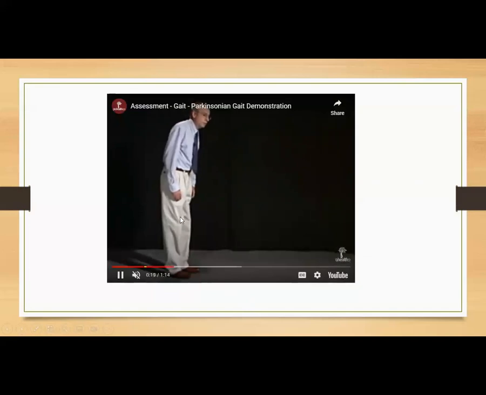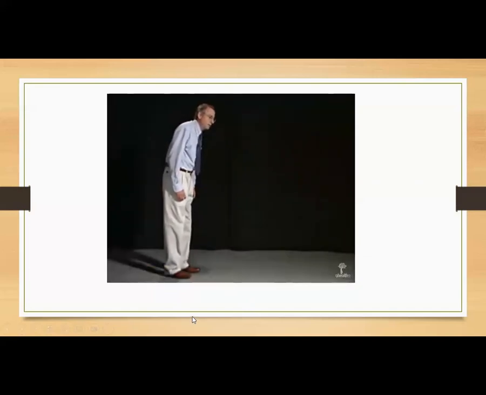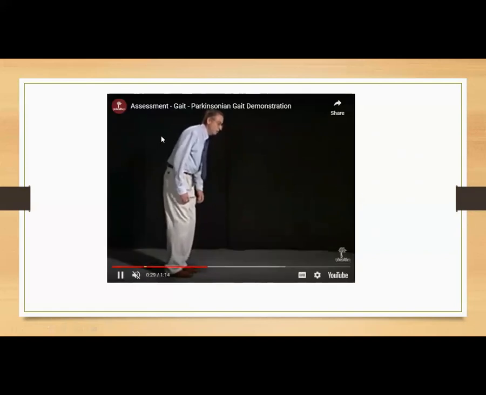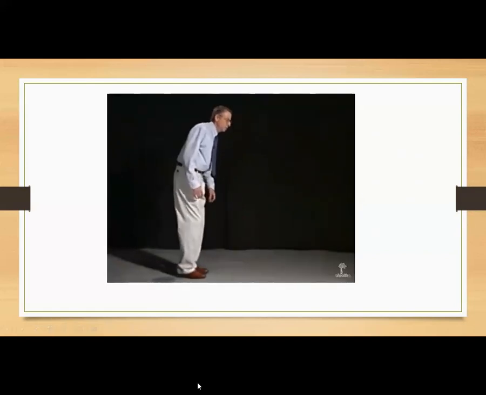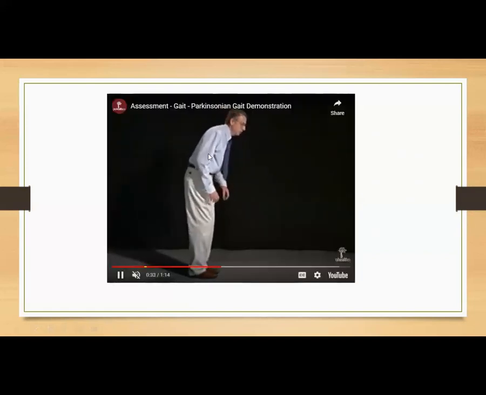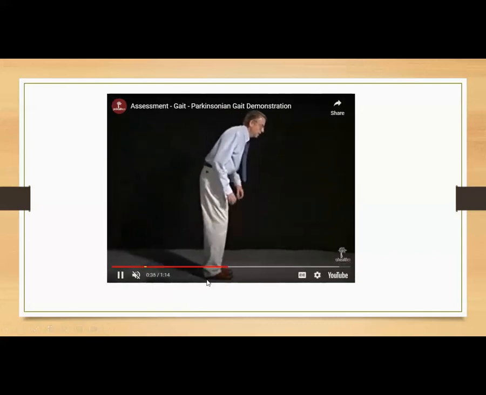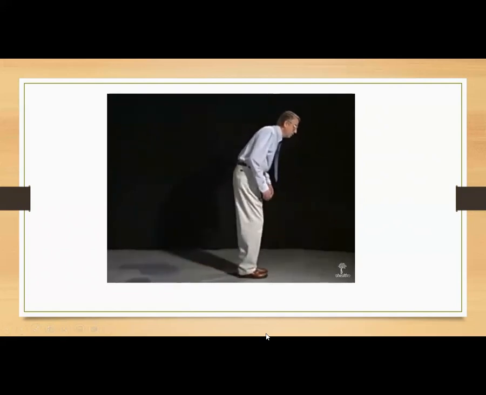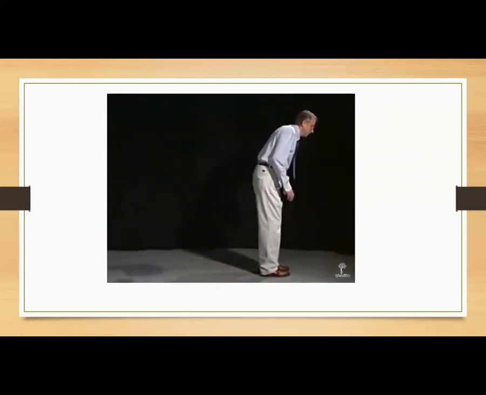Right, you see how it's kind of got this hunched over, cogwheel movement here. And then if you watch the shuffling of his feet, it's got that, like I said, the shuffling and festination, where he's trying to push forward almost. And it's like, I'm trying to move forward, but I can't get everything to move the way I want it to move. Now, if you look at this patient here, what is the first thing I'm going to think about?